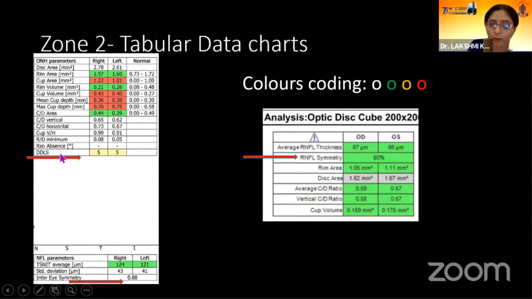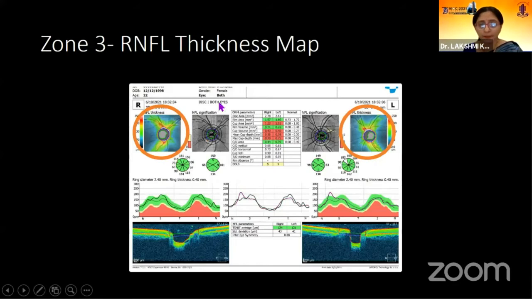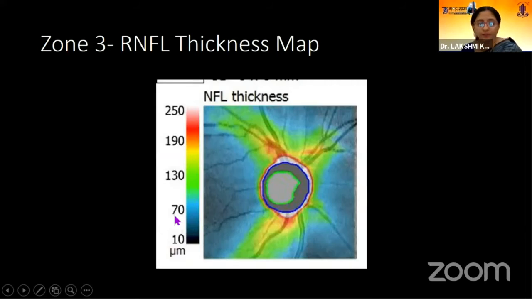Then there is one more point that is present in Revo FC OCT, that is DDLS scoring. Anything more than 5 and asymmetrical is abnormal. So the RNFL thickness map looks something like this in this position. The color coding is given on the left side.